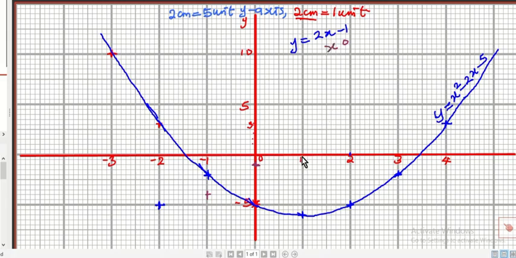And then I'm going to do the same. When x is 1, y is going to be positive 1, right? And when x is 2, y is going to be positive 3. So you are seeing the trend is going straight up. So I'm going to do the same until I get to all values of x. Let me join the straight line.